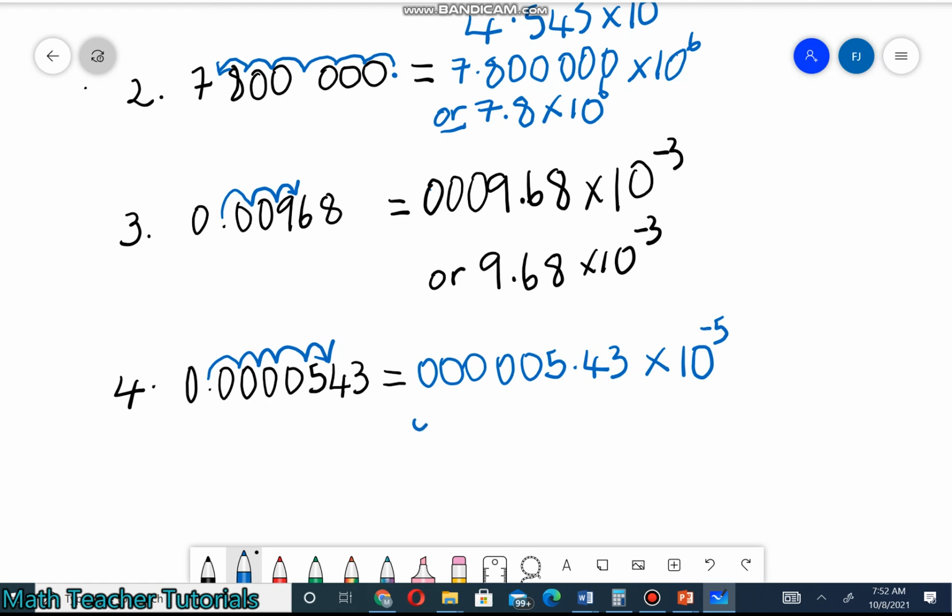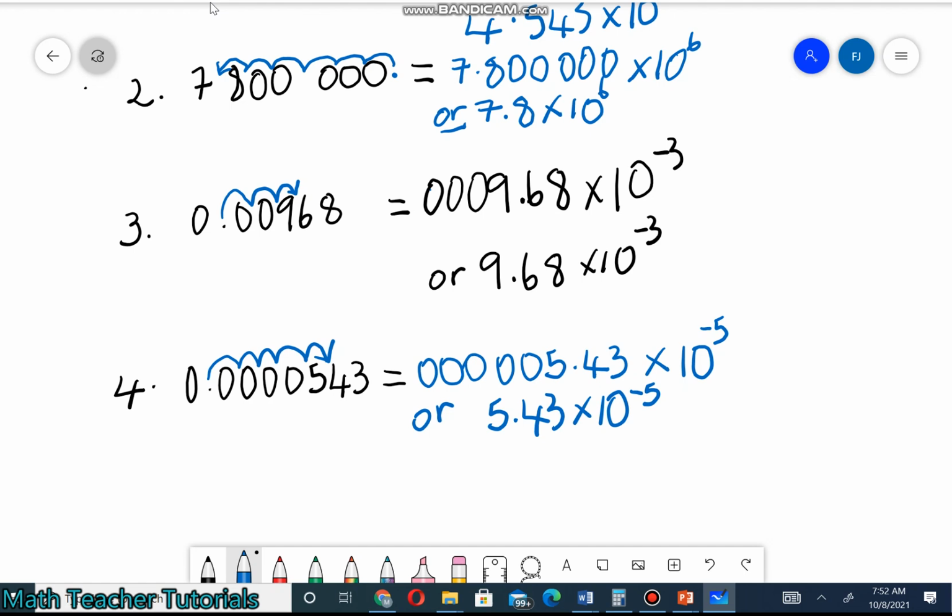Or it can be written as 5.43 times 10 to the negative fifth power.